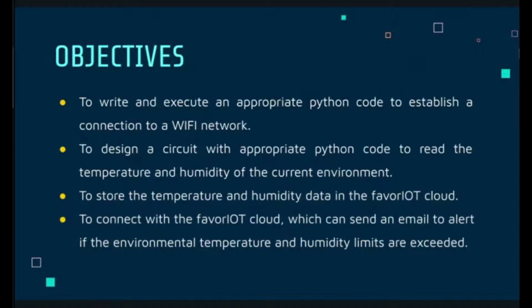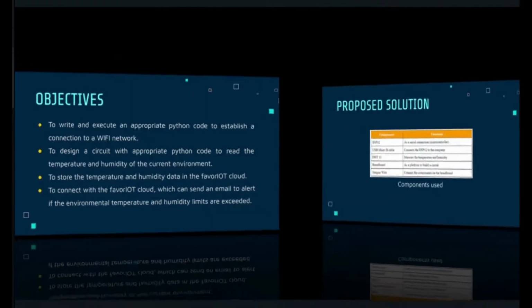Objectives of Project 2: to write and execute an appropriate Python code to establish a connection to a Wi-Fi network, to design a circuit with appropriate Python code to read the temperature and humidity of the current environment, to store the temperature and humidity data in the favorite IoT cloud, and to connect with the IoT cloud, which can send an email to alert if the environmental temperature and humidity limits are exceeded.